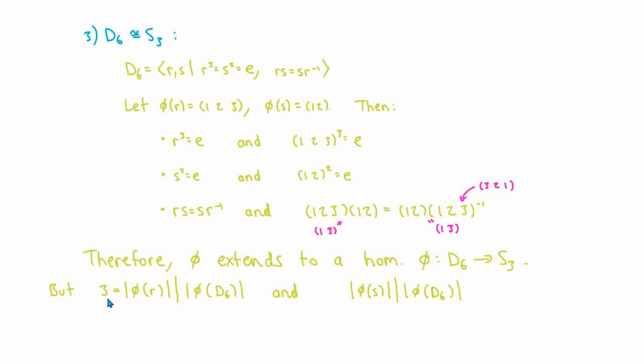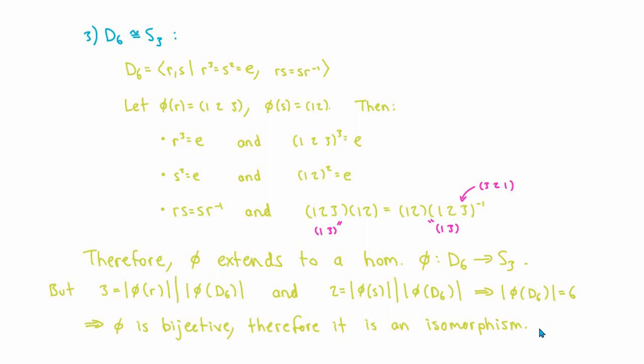And similarly, since the order of phi of S has to divide the order of phi of D6, I also see that 2 has to be a divisor of the order of this group. That means that the image of this map has to be a group of order 6. So it means that the map is a bijection, and since it's a bijective homomorphism, it's an isomorphism. So that's a very easy proof of the fact that D6 is isomorphic to S3.